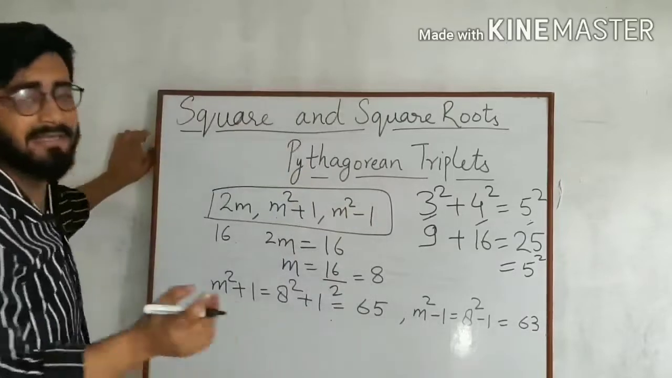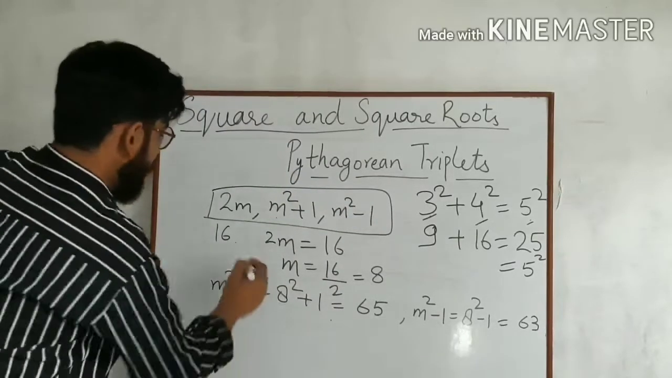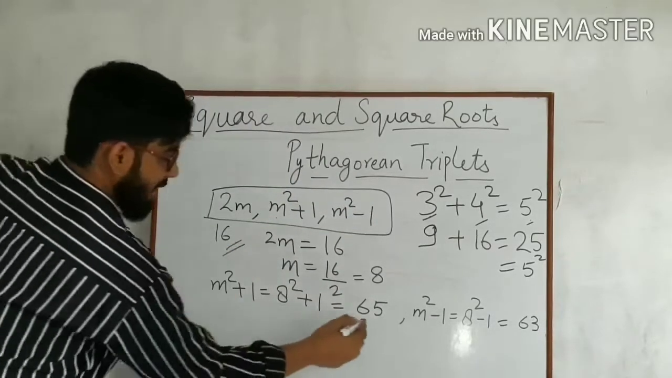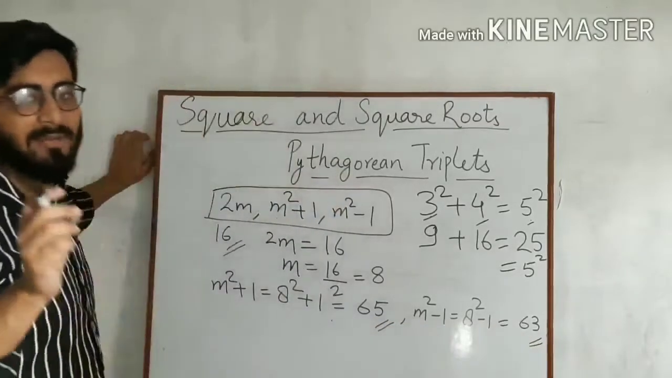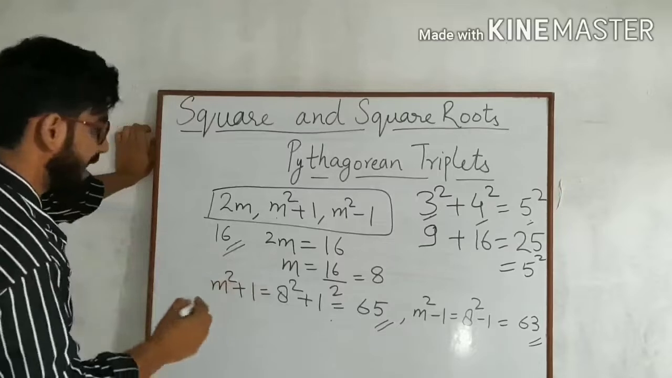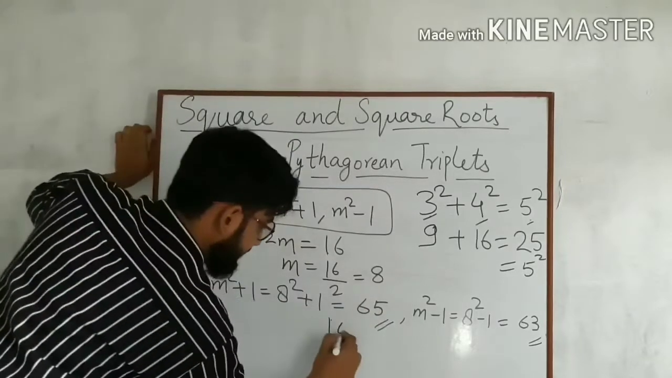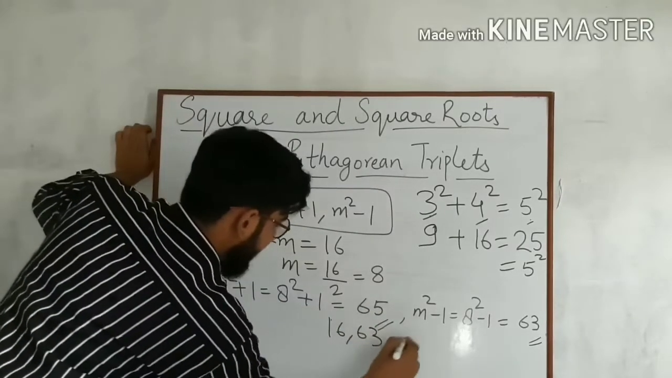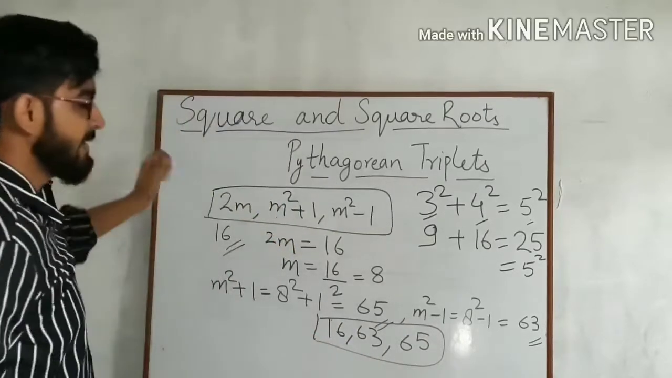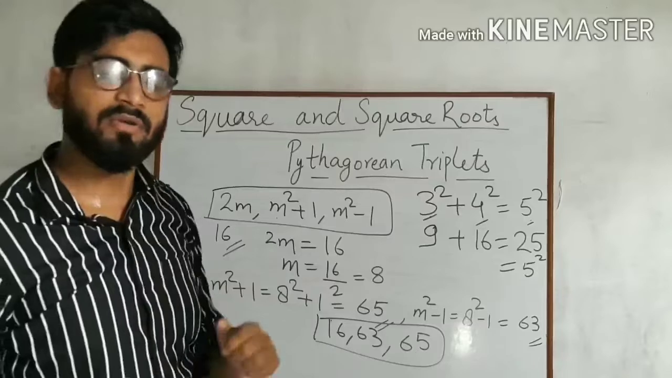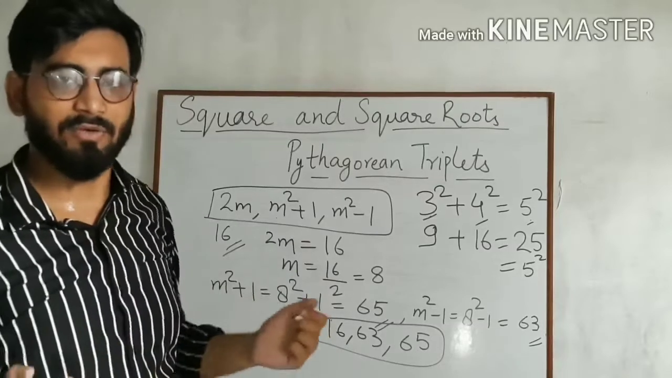So what are the three members of the Pythagorean triplet now? One is given, 16, and two you have calculated, that is 65 and 63. So the three members of the Pythagorean triplet are 16, 63 and 65. Any problem? In this way, by using this general form, you can find the members of a Pythagorean triplet.